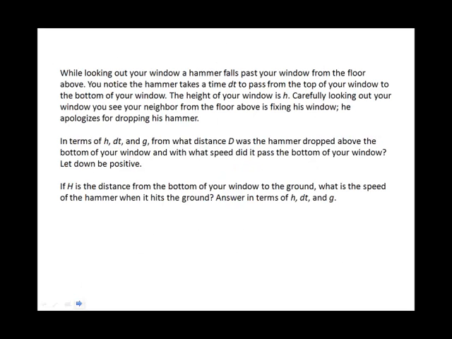Let's take a look at this problem. This one doesn't have any numbers in it, and that's what makes it more difficult. So we've got a hammer falling past our window. Let's talk about what we're given. We're given that the hammer takes a time dt to pass the window. We're given the height of our window is h, and we know the acceleration due to gravity is g.